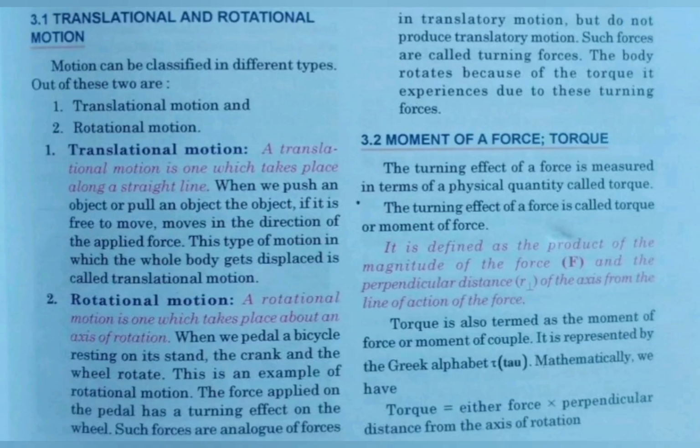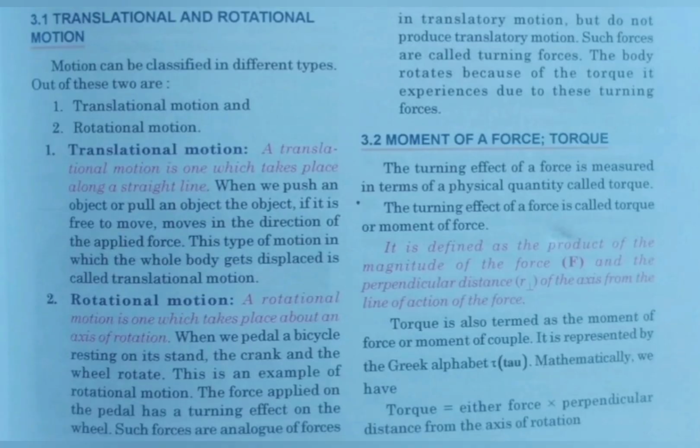Question 2. Define rotational motion with one example. Answer: Rotational motion is the motion of a body about a fixed axis. Example: rotation of a ceiling fan. Question 3. What is torque? Answer: Torque is the turning effect of a force about an axis. It is equal to the product of the force and the perpendicular distance of the line of action of the force from the axis of rotation.